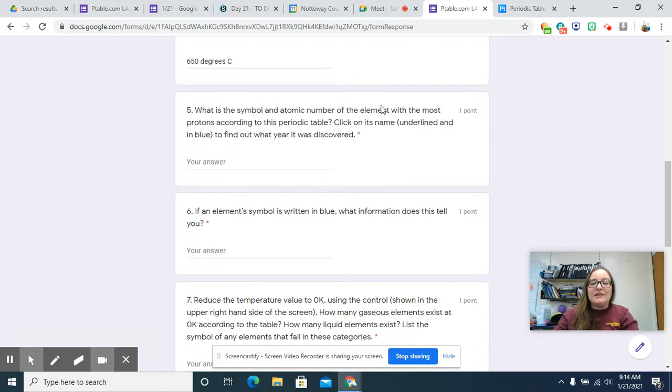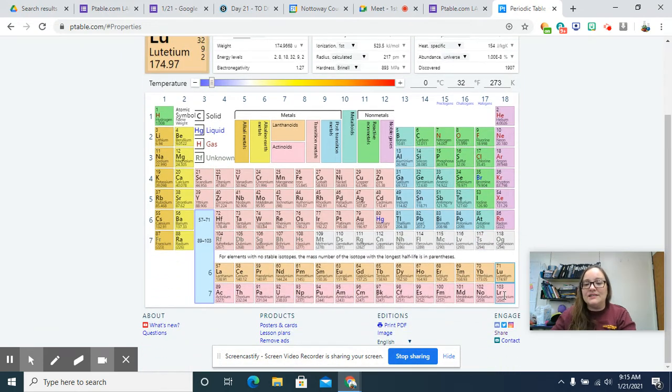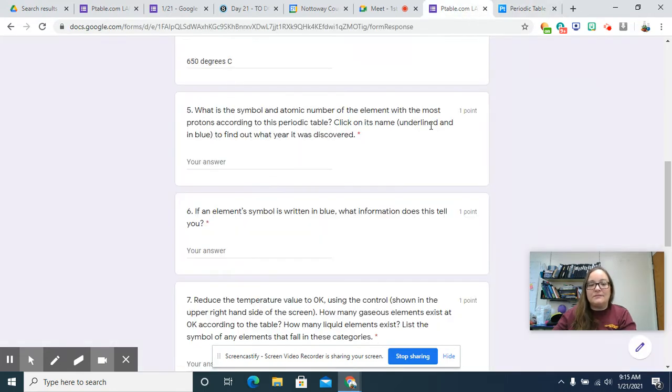What is the symbol and atomic number of the element with the most protons according to this periodic table? So we know that the atomic number tells us the number of protons. And the largest number here isn't 103, because you would think if we're reading from left to right, top to bottom, that 103. The problem is that 103 isn't the end. This whole row, the lanthanides and the actinides, all fit up here, actually. So that means that this one is the one with the highest atomic number. 118, oganesson. It says to click on its name, underlined in blue, to find out what year it was discovered.